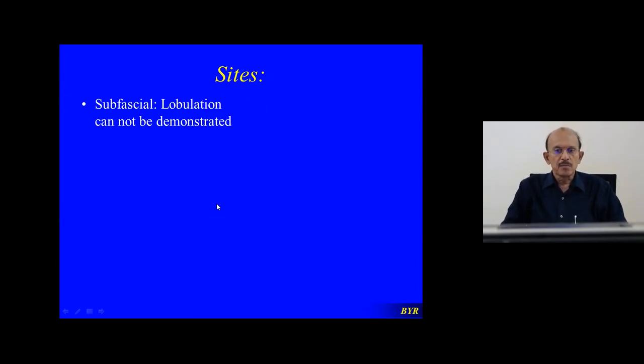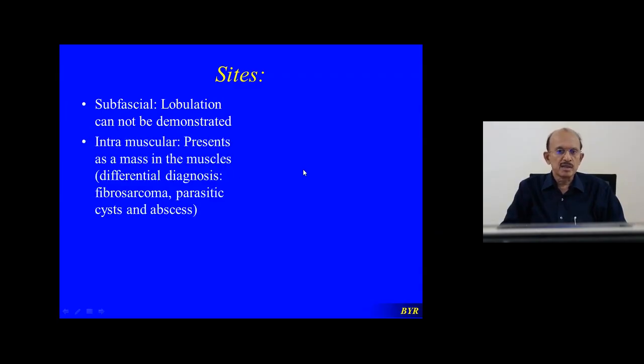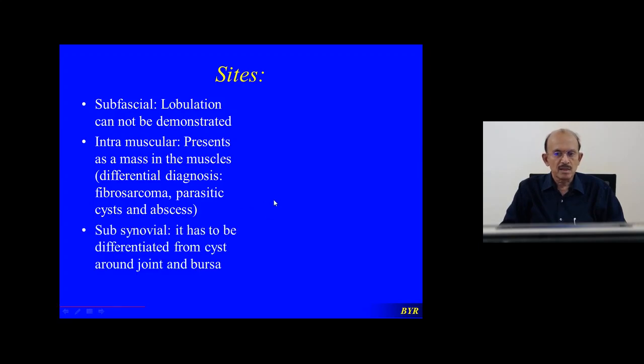Subfascial lipoma cannot be demonstrated. Intramuscular lipoma presents as a mass in the muscles. It should be differentiated from fibrosarcoma, parasitic cysts, and abscess in the muscles. Subsynovial lipoma has to be differentiated from a cyst around the joint or the bursa.